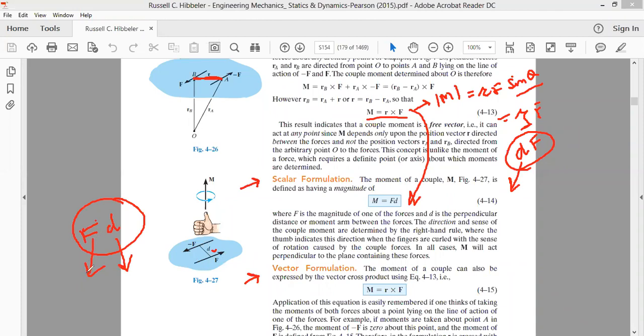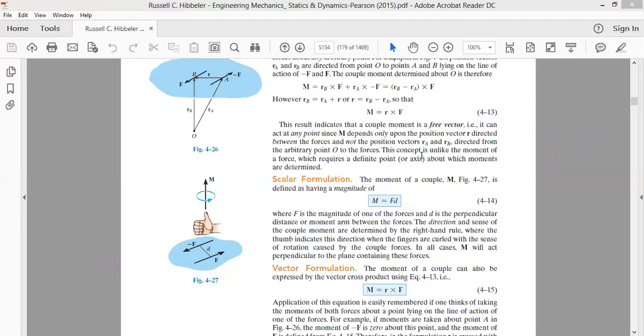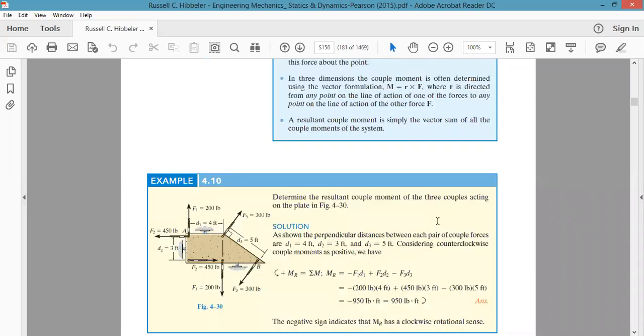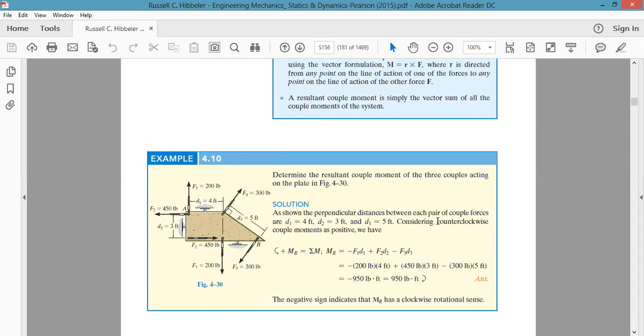Since you are writing F in terms of its magnitude and D in terms of its magnitude, this formulation becomes the scalar formulation. But if you are using R in terms of its magnitude and direction, and F in terms of its magnitude and direction, then this formulation is called the vector formulation, okay? So now let's go to the problems and try to solve a few questions so that we understand what we mean by the moment of a couple.